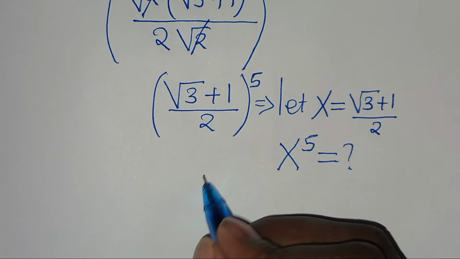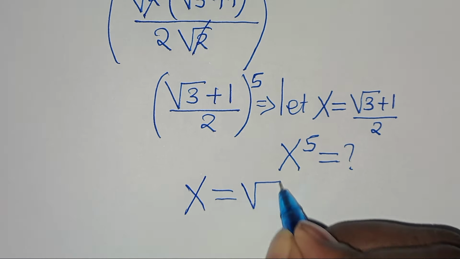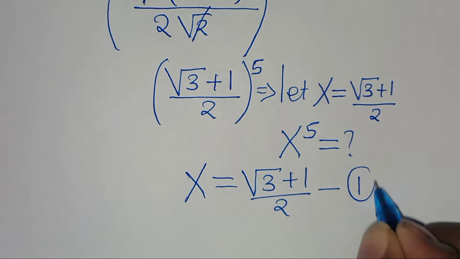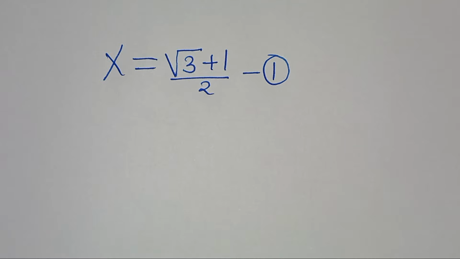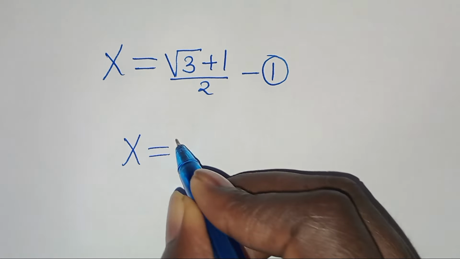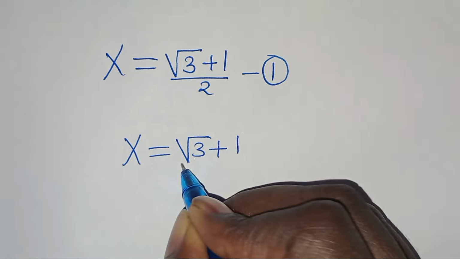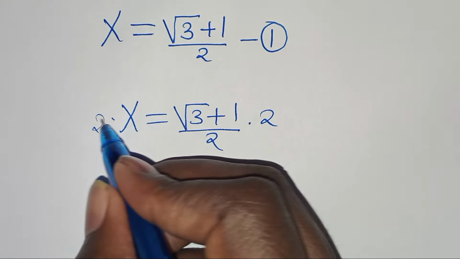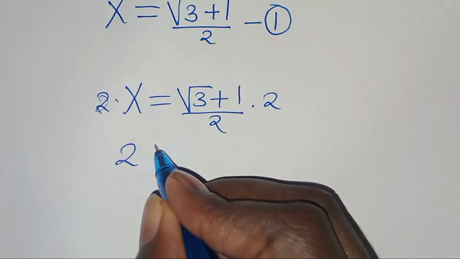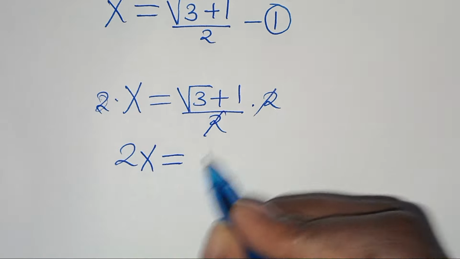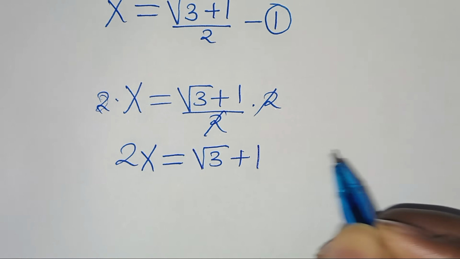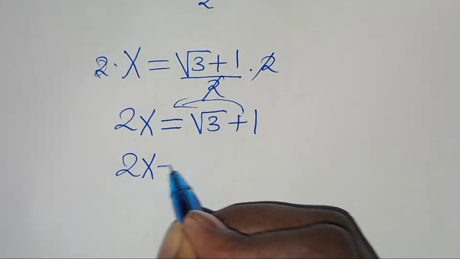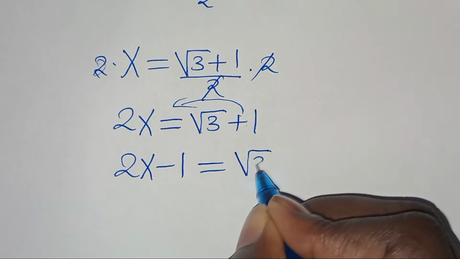Now, we have that x is equal to square root of 3 plus 1 over 2. Let's call this equation 1. Now the first step is to multiply both sides by 2, so that now we have 2x, which is equal to square root of 3 plus 1. So let's take plus 1 to the left hand side so that we have 2x minus 1, which is equal to square root of 3.